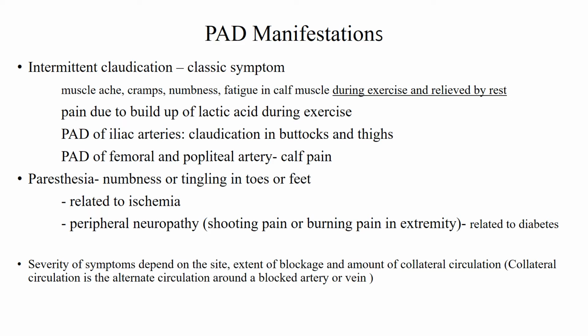So in peripheral artery disease, the severity of the symptoms depends on the site, it depends on the extent of the blockage, and the amount of collateral circulation. So by collateral circulation, we mean an alternate circulation around the blocked artery or vein. So of course, if there is a great amount of collateral circulation or an alternate circulation, there will be lesser pain compared to a patient who has not developed any collateral circulation.